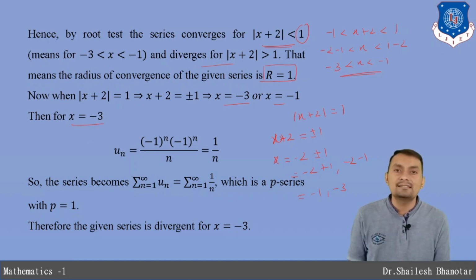First, x = -3. The given series becomes this one, which has (-1)^(2n), which is +1. Therefore we get u_n = 1/n. According to the p-series test, this series is divergent. Therefore at x = -3, the series is divergent.